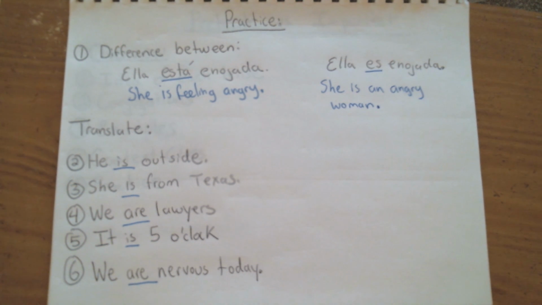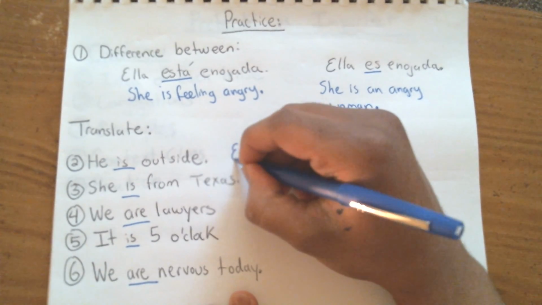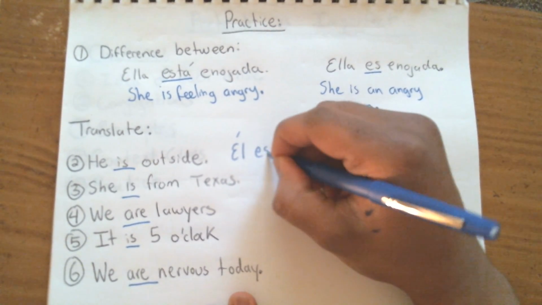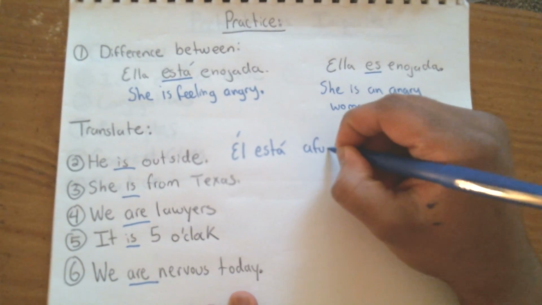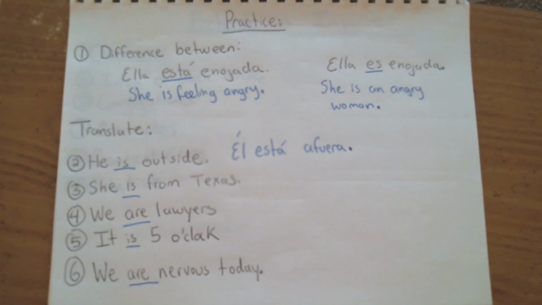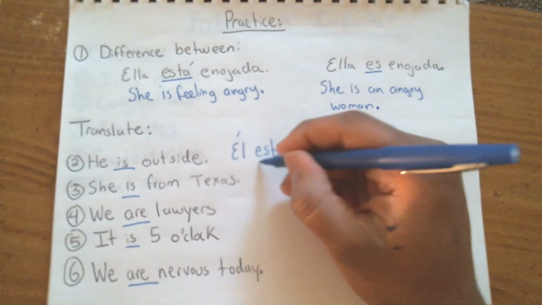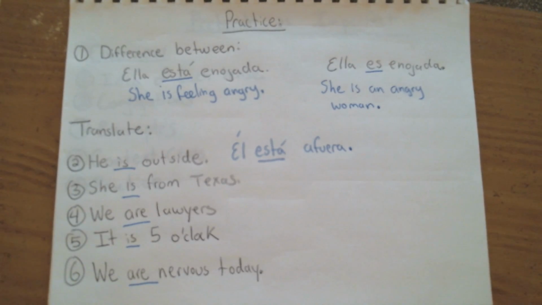Now let's move on. He is outside. This is a temporary location. This is subject to change. He could go inside. So this would be él está, remember your accent marks, afuera, okay? Él está afuera. Use estar because he could go back inside.